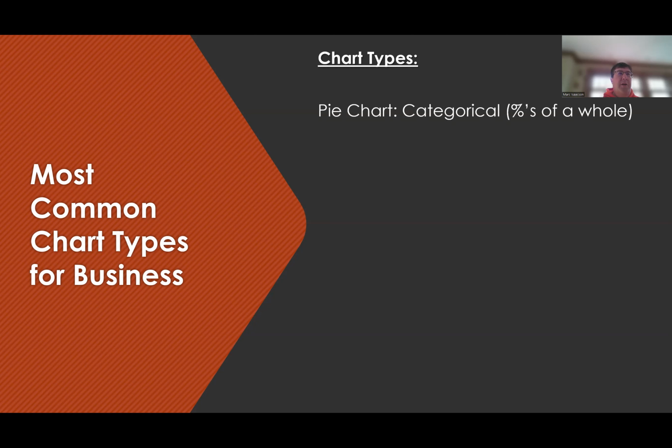What should I do here? Should I make a pie chart? Should I make a bar chart? Should I make a line chart, etc.? And so a bar chart or a column chart is the second most popular in the list of top or common chart types for business.